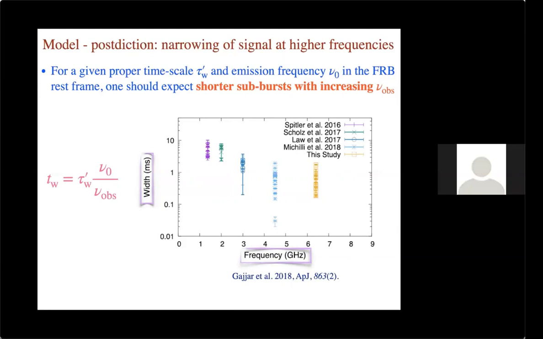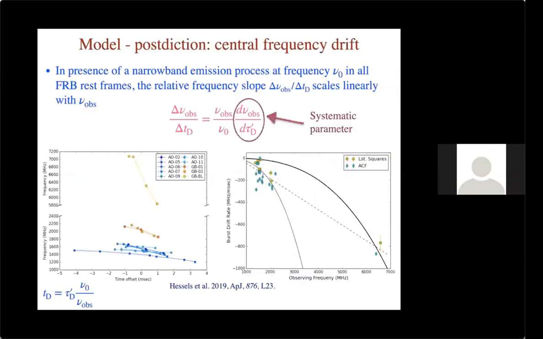Besides this narrowing of the pulse with increasing frequency, one of the results of this model is the relative frequency slope of the consecutive subbursts, delta nu observed over delta T_D. If you start from that relationship I had for T_D, t'_D, nu naught, nu observe, and take the derivatives in terms of nu observe and t'_D, allowing for some velocity dependency, you arrive at this pink relationship that I show at the center of the page. What this says is that the relative frequency slope, delta nu observed over delta T_D, scales linearly with nu observed.